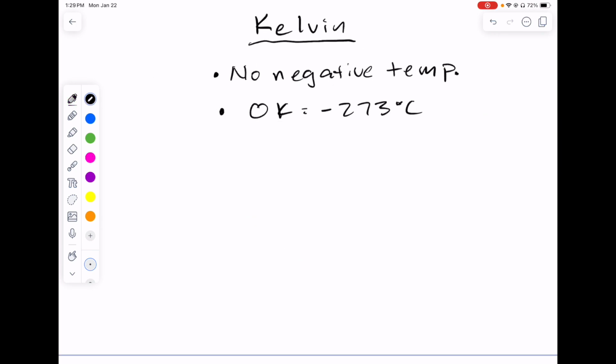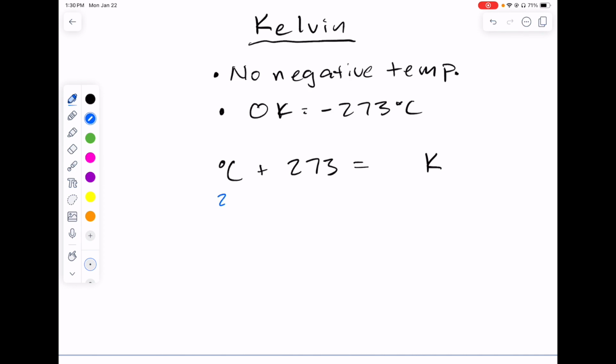This is how the Kelvin scale was invented. In Kelvin, you can have no negative temperatures. And 0 Kelvin equals minus 273 degrees Celsius. If we want to convert from degrees Celsius to Kelvin, we can use this equation. We take our degrees Celsius, we add 273, and that's how we get our Kelvin.